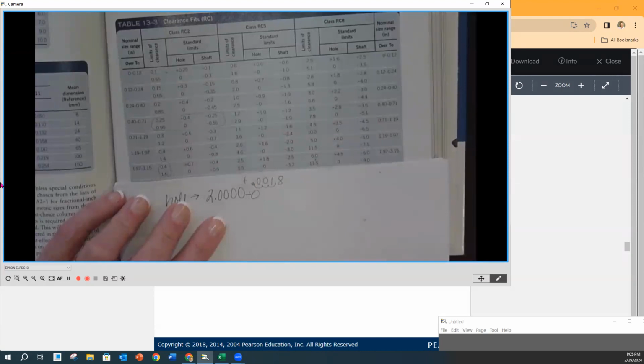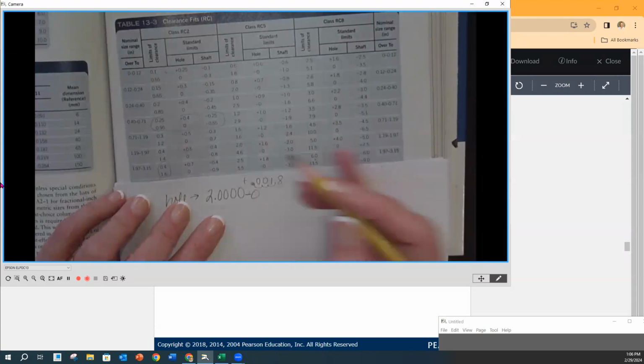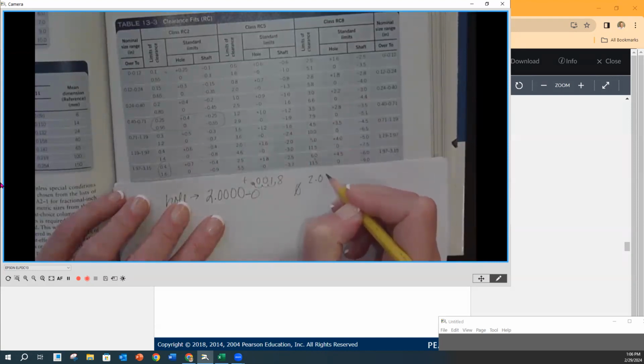Now to get those limits, okay, the limits. This is a pretty accurate hole. I would not dimension this plus 0.0018 minus 0. Wouldn't do it. You want to put the limits on for whoever is making that. So when you dimension this, this is going to be a diameter of 2.0018 to 2.0000, and that's going to be your hole size.